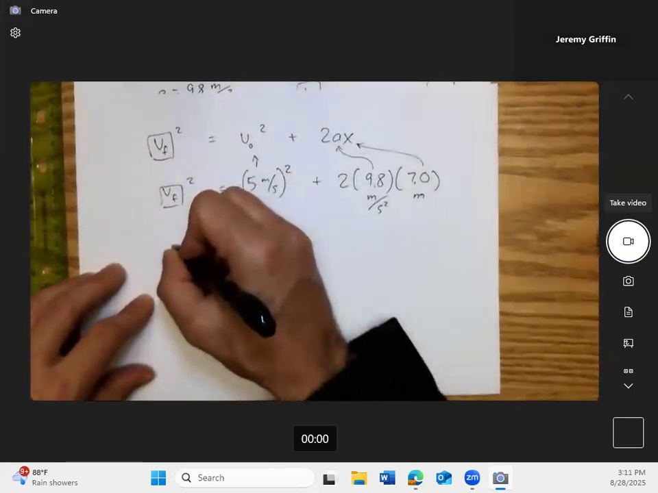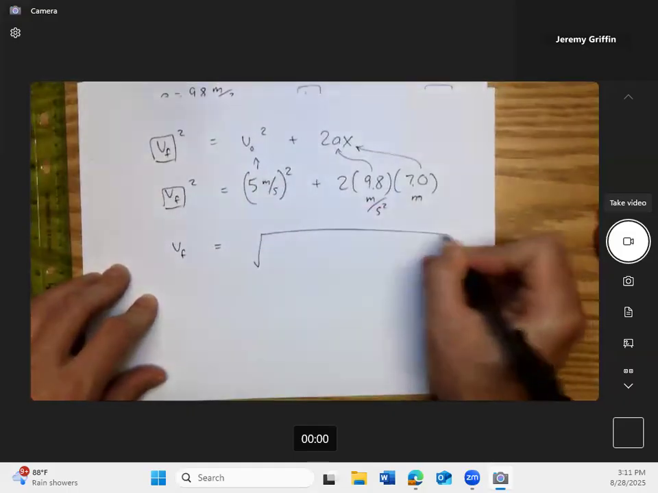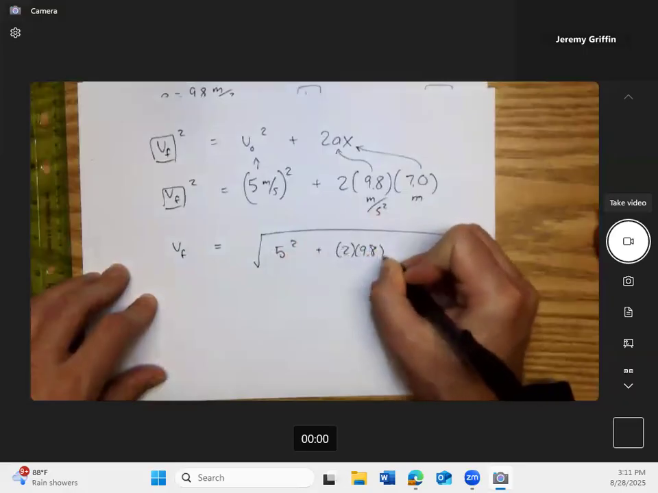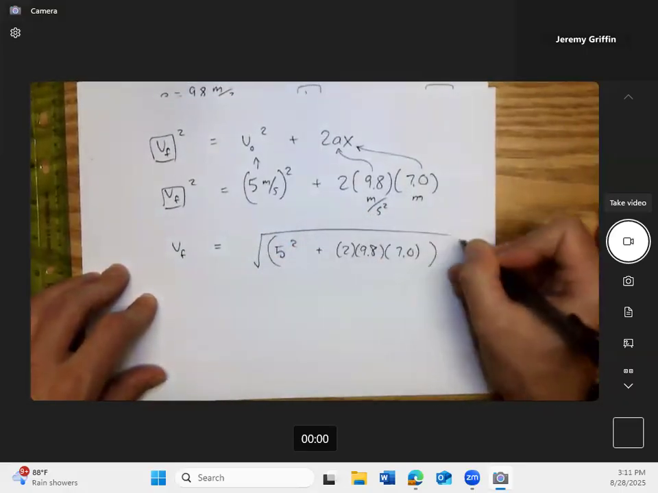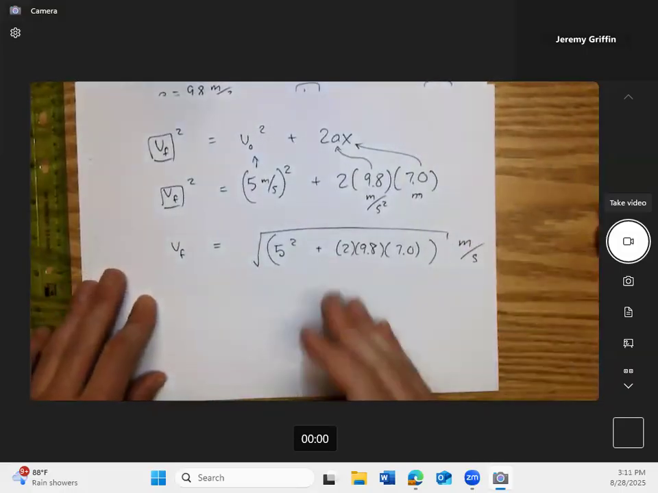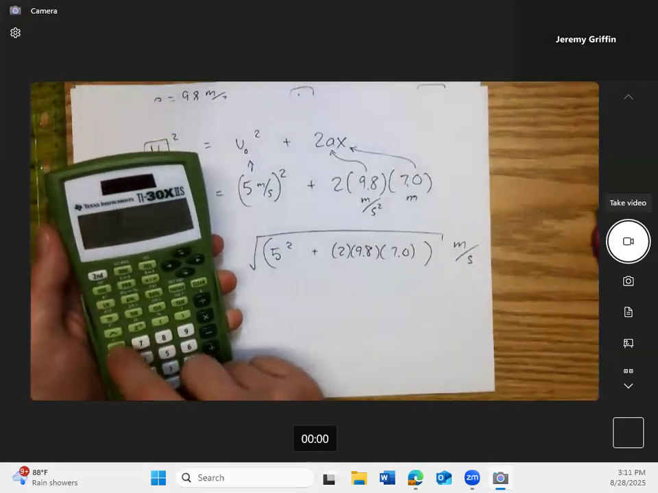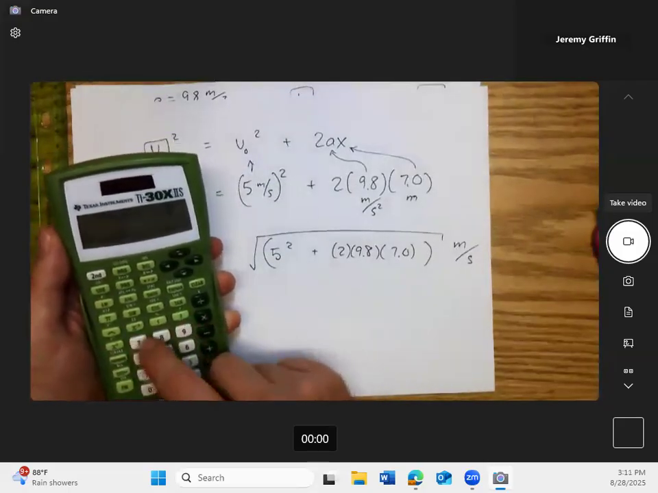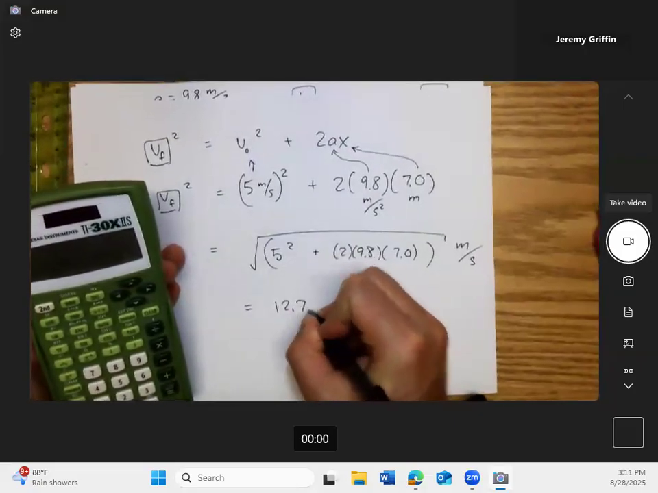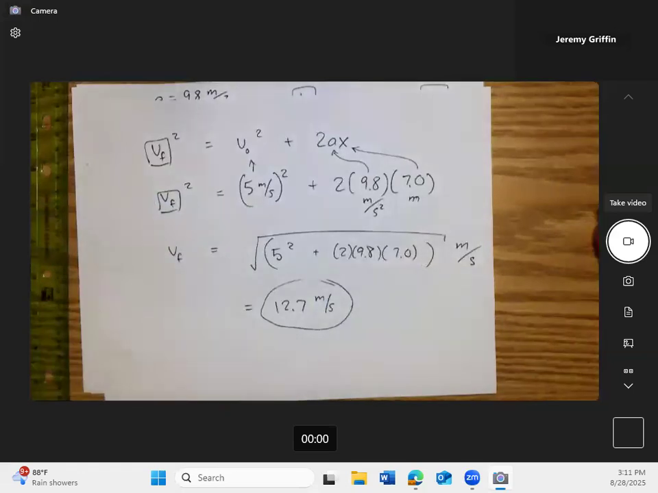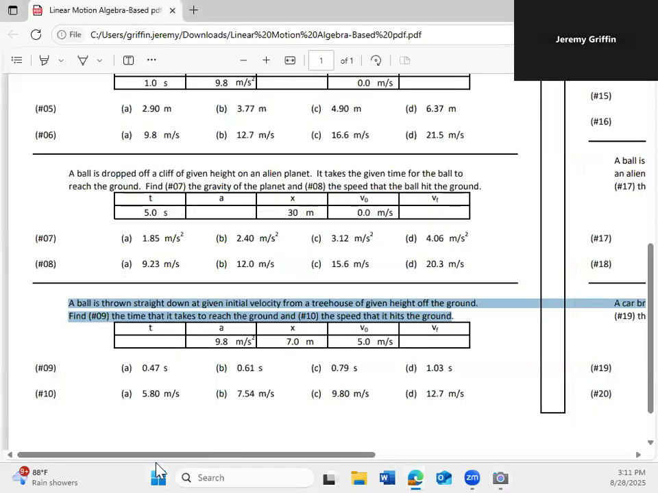In fact, all you need to do to finish this off is just take the square root. So it's the square root of all this, 5 squared plus 2 times 9.8 times 7. This is some number of meters per second. If I pulled the unit out, wouldn't that be the answer right there? Okay. Let's see what it is. Square root of 5 squared plus 2 times 9.8 times 7. I'm looking at 12.7 meters per second. That should be the crash speed right there. Let's see if that's an answer choice. 12.7. It is. It is an answer choice. It's 12.7 meters per second right there. Right?